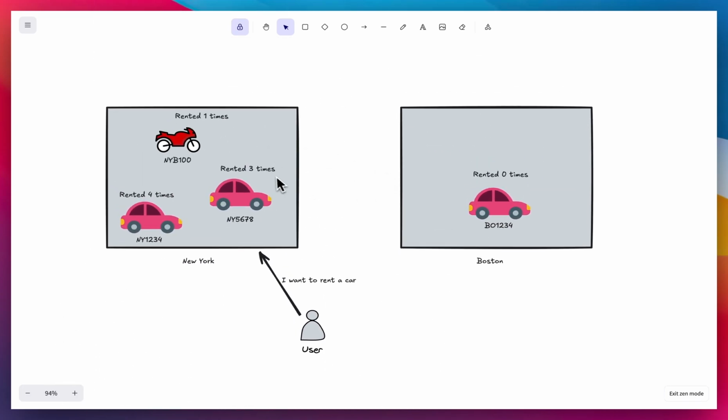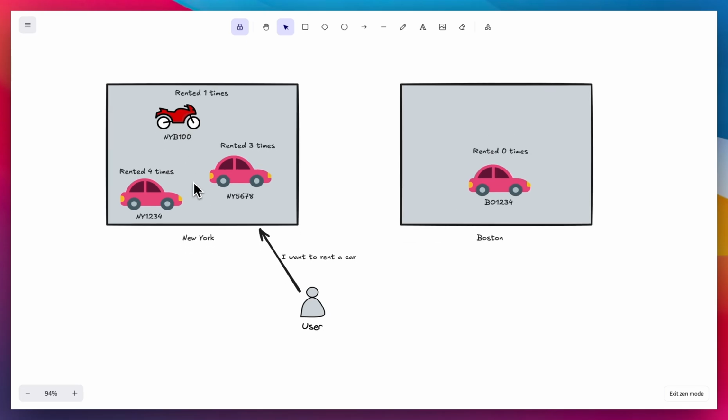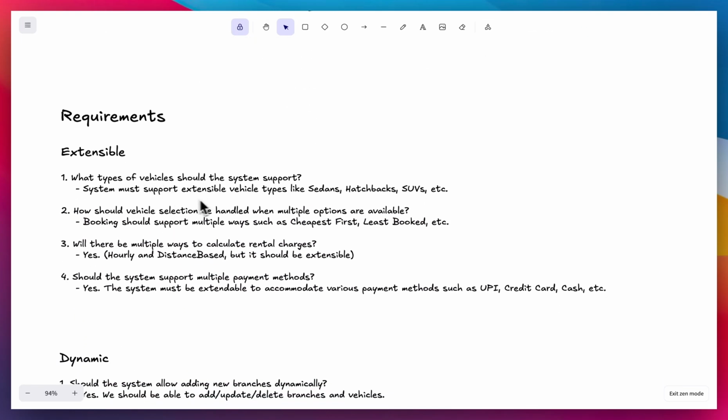In the explanation that I did, I used car and bike, but this was just for explanation's sake. In reality, there would be different types of cars, right? Sedan, SUV, etc. Then there would be different types of bikes as well. So that's what the interviewer is saying: there should be vehicles like sedan, hatchback, SUV, etc. And this system should be extensible enough to support more vehicles in future. So this was the first question.